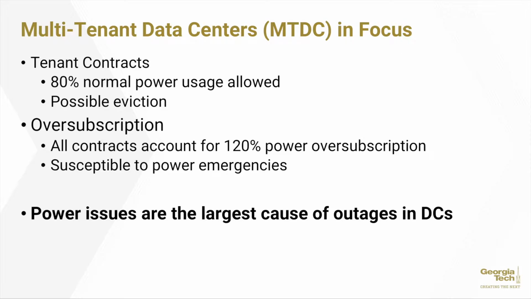Why do they do 80% per month? That's because the multi-tenant data center is trying to make some money, so they will oversubscribe their total power capacity by typically about 120% or so. It could be more, it could be less, but basically they're hoping that all of their tenants won't be drawing at full capacity at the same time.